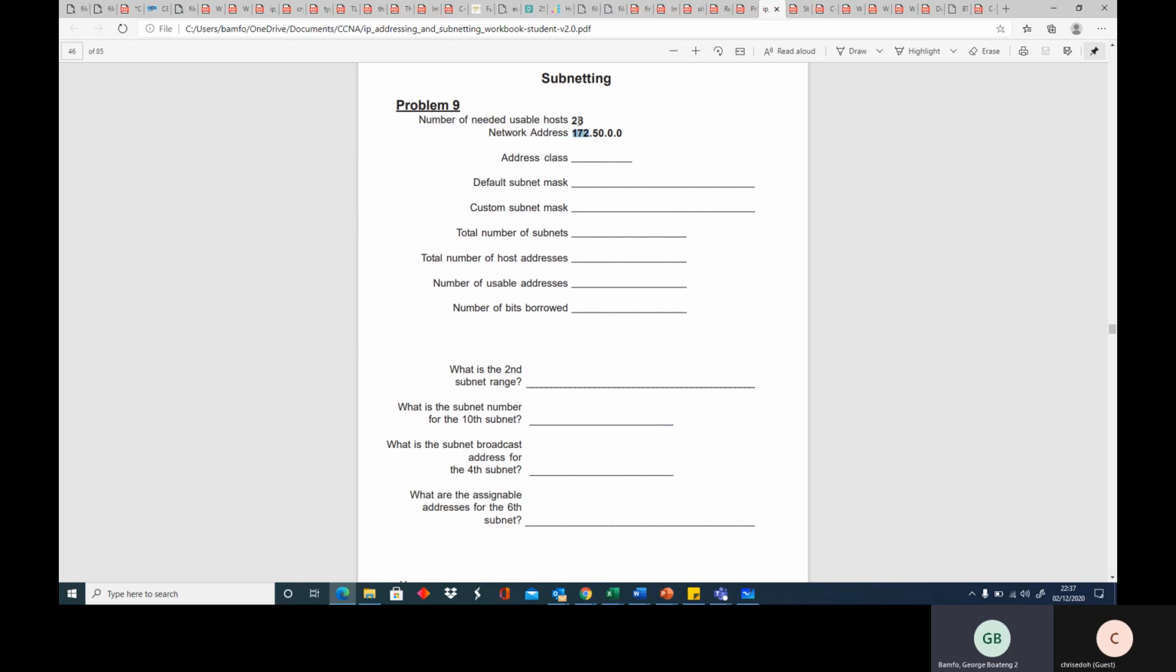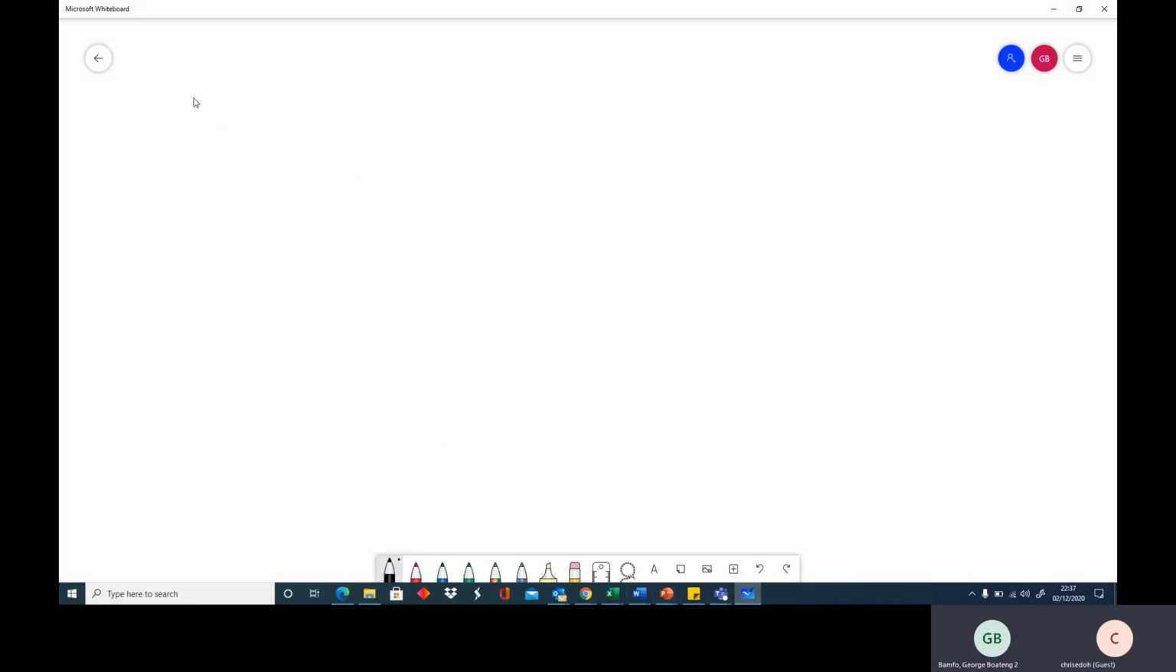So look at this. We need 28 IPs. Can you write down these numbers for me, because I'm going to use it. The IP address is 172.50.0.0. How many hosts? They said 28. And the IP address is 172.50.0.0. Yeah?